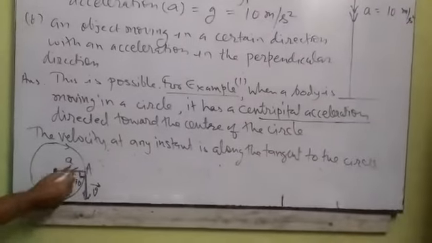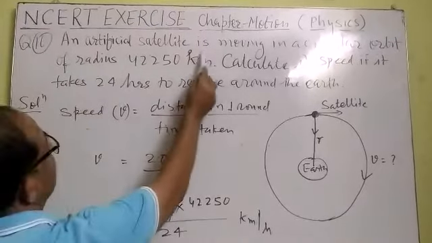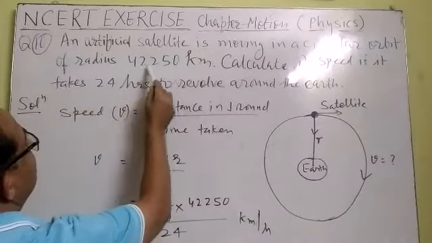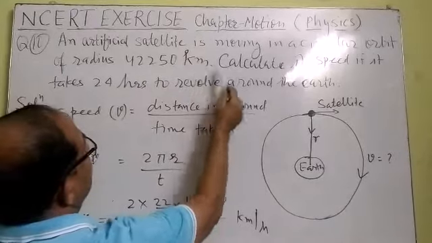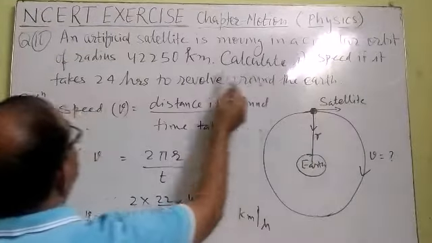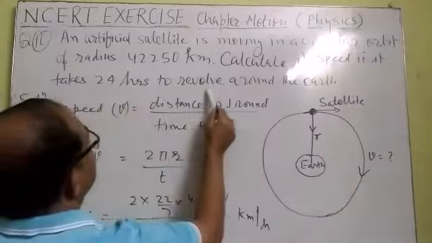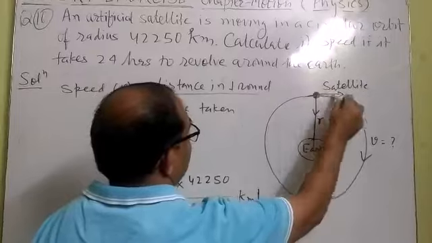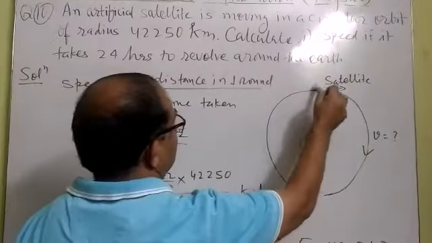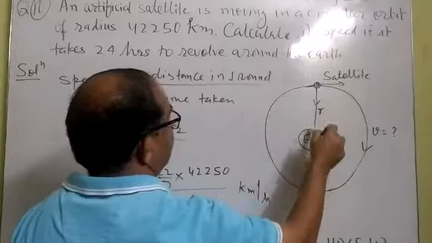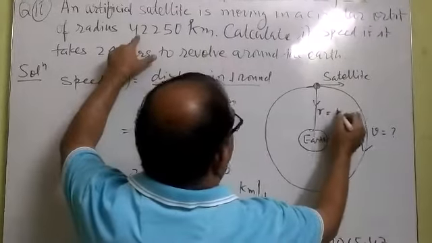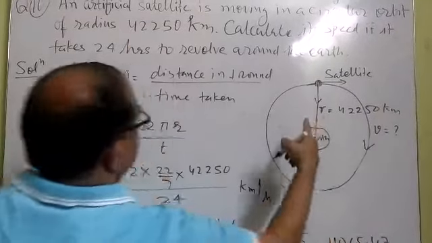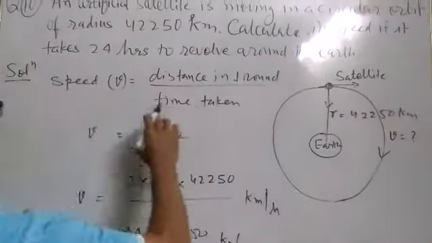An artificial satellite is moving in a circular orbit of radius 42,250 km. Calculate its speed if it takes 24 hours to revolve around the Earth. You can see the situation. The Earth satellite is moving around it in a circular orbit. The distance of the center of Earth to the satellite is given to you. It is 42,250 km. So this distance will be considered as the radius of the circle.